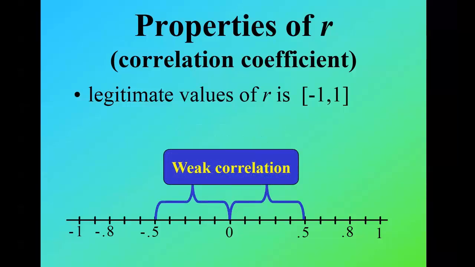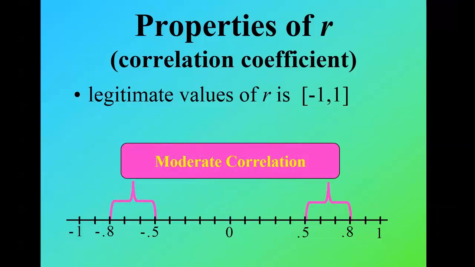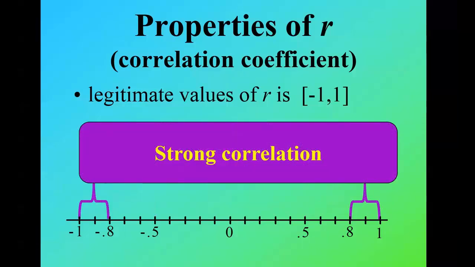If we have something between 0 and 0.5 or 0 and -0.5, we get to use the word weak. We get to say that's a weak correlation. Anything between 0.5 and 0.8, both positive and negative side, we get to say moderate. And if it's between 0.8 and 1, we get to say strong. So -0.8 and -1 also strong.